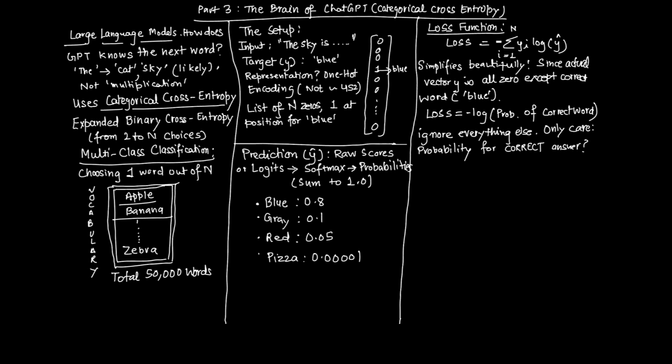If you gave blue 0.9, loss is small. If you gave blue 0.3, loss is high. The model works tirelessly to push the probability of the correct token as close to 1.0 as possible. By doing so, it naturally pushes the probabilities of pizza and multiplication down to 0.